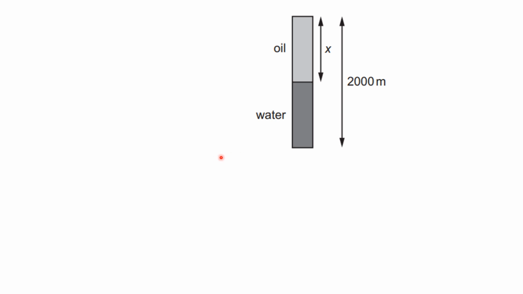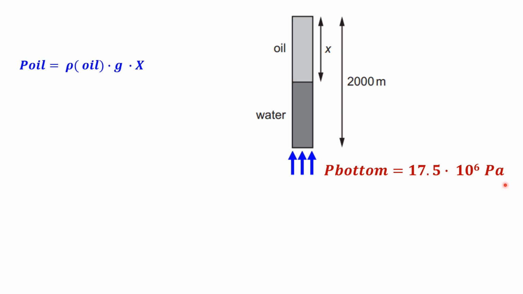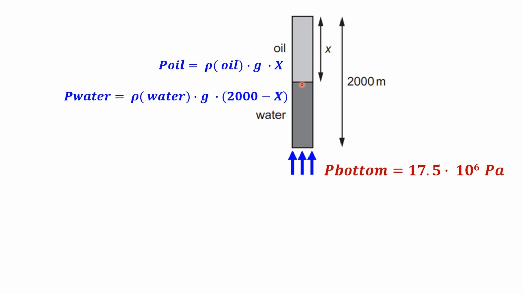So back to our diagram. So the pressure at the bottom of the borehole is 17.5 times 10 to the 6 pascals. The pressure at the oil section is the density of the oil times g times the height of the oil, in this case X. And the pressure of the water is the density of the water times g times the height of the water, which is 2000 minus X.